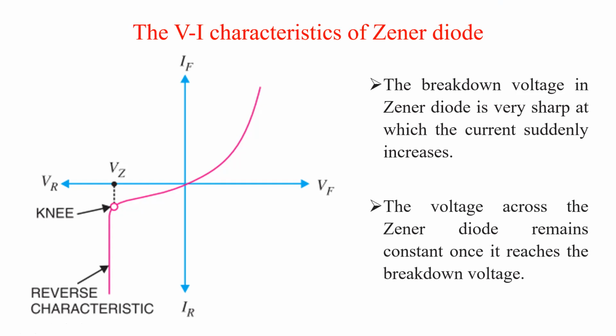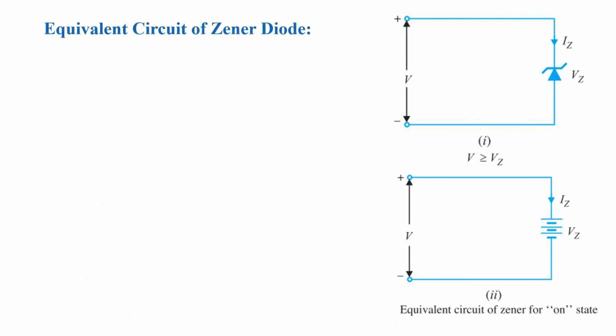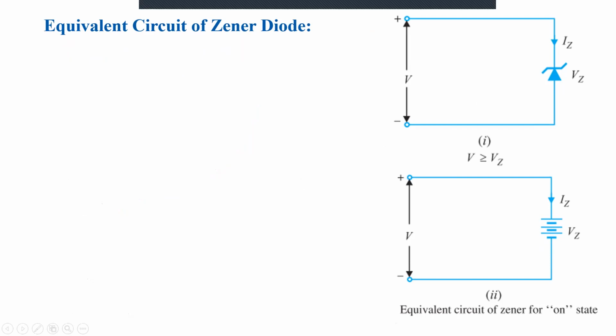You can get a constant voltage across the Zener diode once the reverse biased voltage reaches the Zener voltage Vz. So this property is useful in the application of a voltage regulator. That is the reason why the Zener diode is usually used as a voltage regulator. So what is the equivalent circuit of the Zener diode? What happens when it is forward biased and what happens when it is reverse biased? Usually the reverse biased Zener diode has the valid applications.